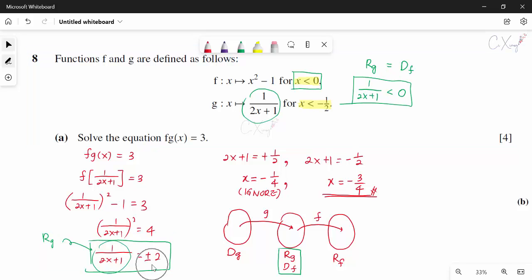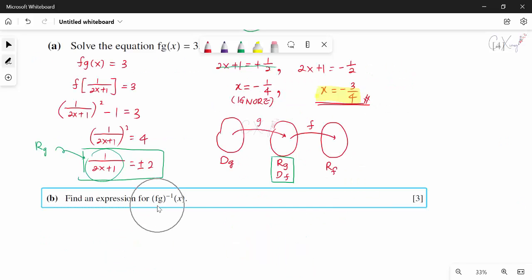So we are having two answers here, plus 2 and minus 2. So which one should we accept actually? We actually should accept one answer where it should be 1 over 2x plus 1 equals to negative 2. We only accept the part with negative 2. Therefore, this is the part that we actually ignore. So that's why eventually we ignore the negative 1 over 4, but we only accept the negative 3 over 4. So this is the reason why we only accept x equals to negative 3 over 4 as our final answer, because of the condition here for the composite function.